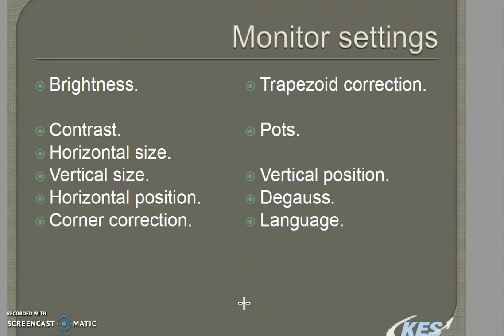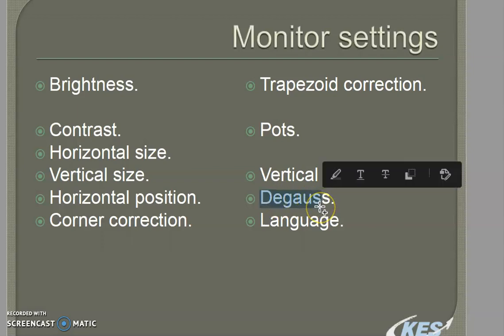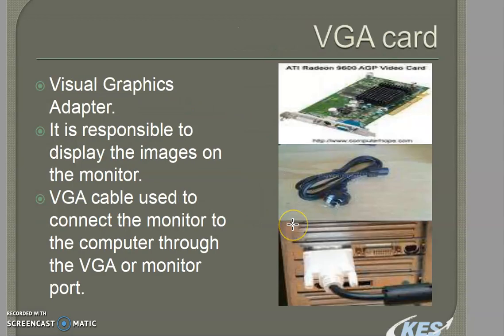Which different settings are available? It depends on the machine. You can increase brightness, increase or decrease contrast. You can do corrections, corner corrections, and even degauss. Now, degauss is a concept for CRT monitors. CRT monitors emit a magnetic field, so you can reduce the magnetic field with the help of the degauss setting. Vertical and horizontal size correction, the language you want to use, and the size of the text will be decided with these monitor settings.